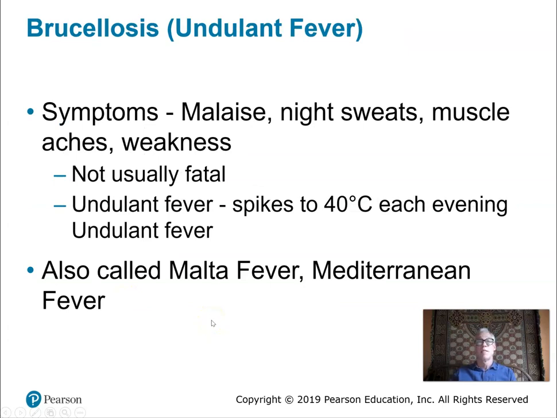Symptoms include malaise, night sweats, muscle aches, and weakness. It's not usually fatal. The telltale symptom of brucellosis is called undulant fever, a fever that rises and falls and rises and falls, spiking each evening. It always remains somewhat elevated, though. We'll encounter another organism that causes a starting and stopping fever. This one stays a little bit higher during the troughs, so it's called undulant fever. It's also called Malta fever or Mediterranean fever.